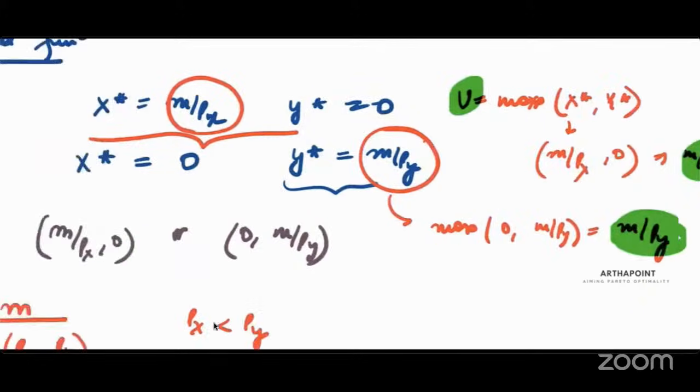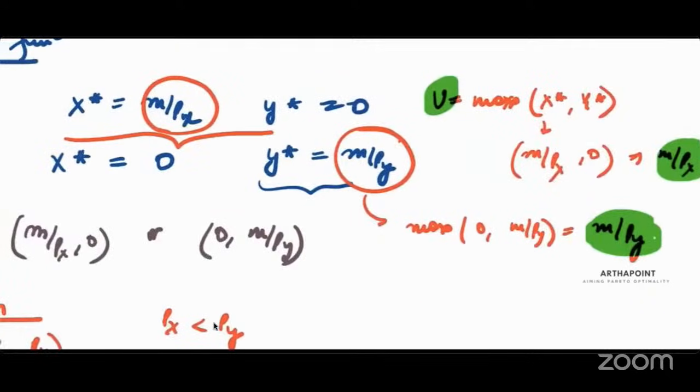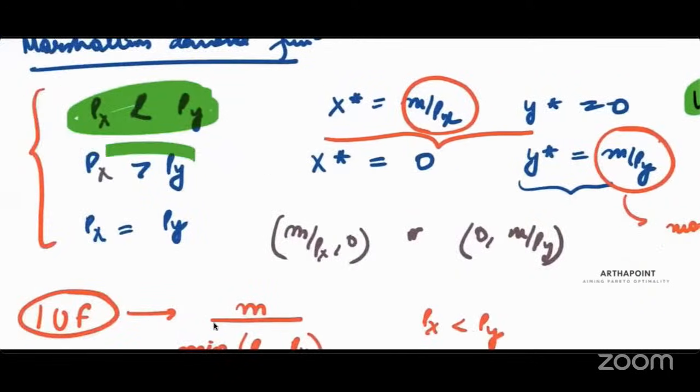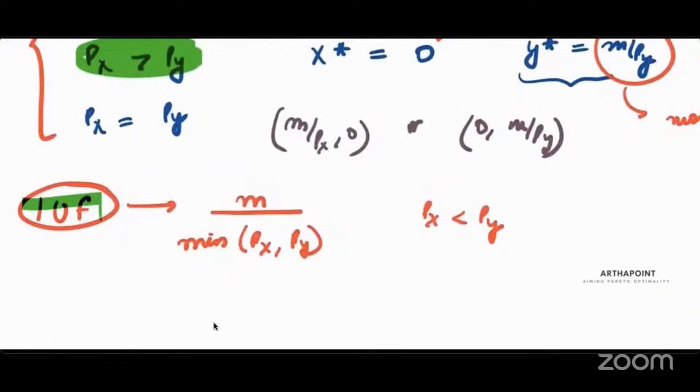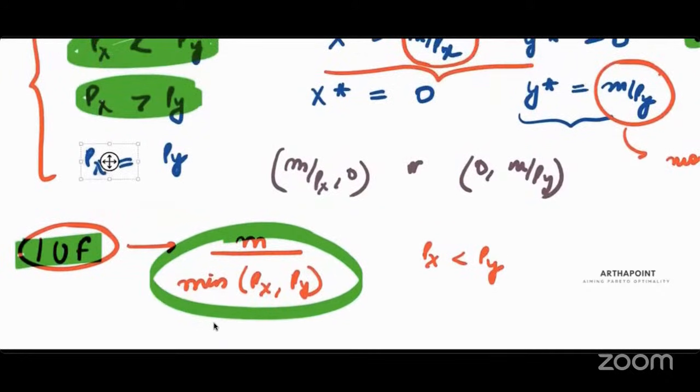It is m by px when px is less than py. It is m by py when py is less than px. And from there, you get your indirect utility function as this, m upon min of px comma py. So you don't have to really solve for max functions.